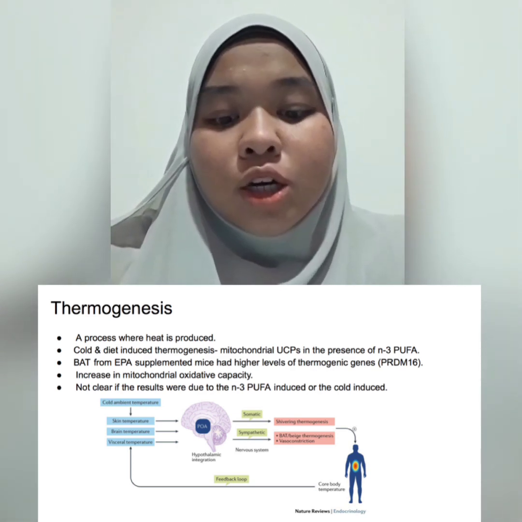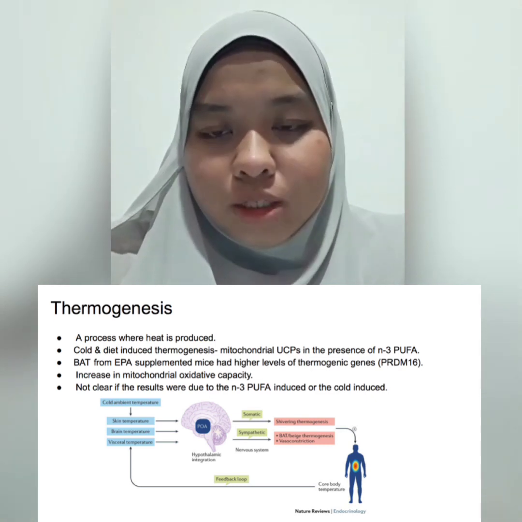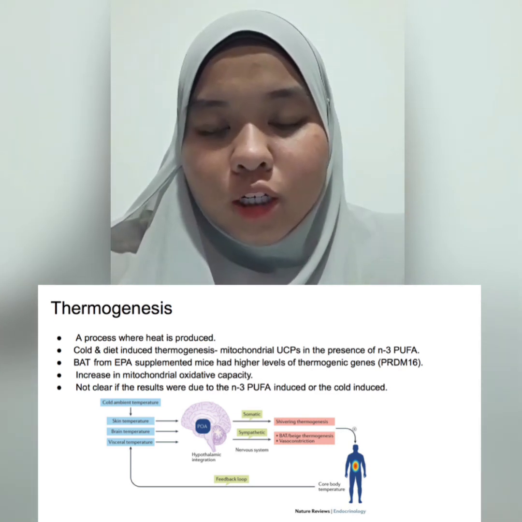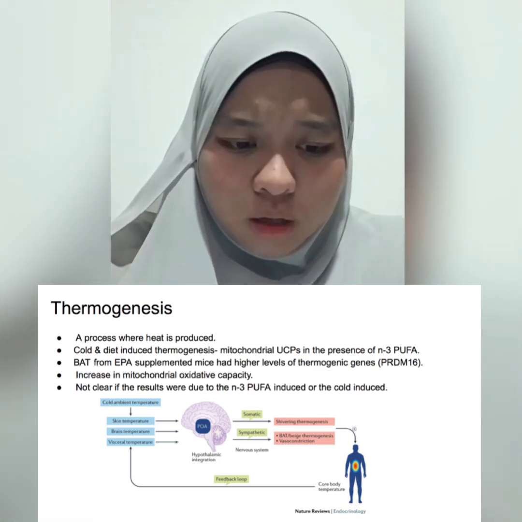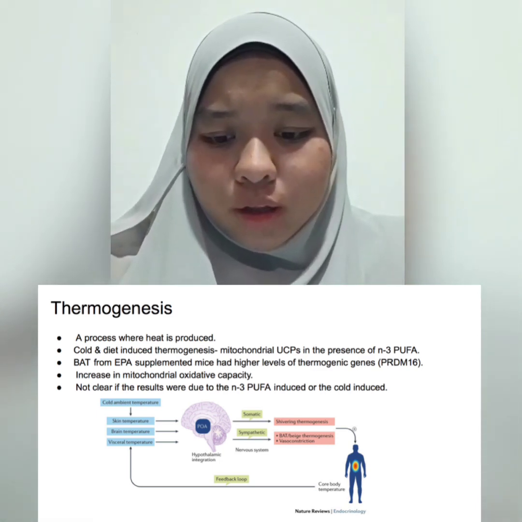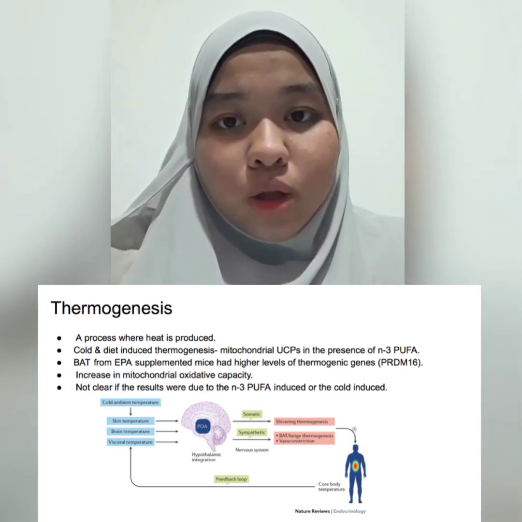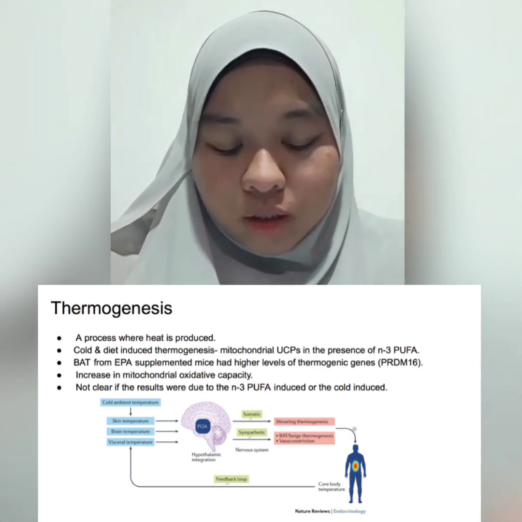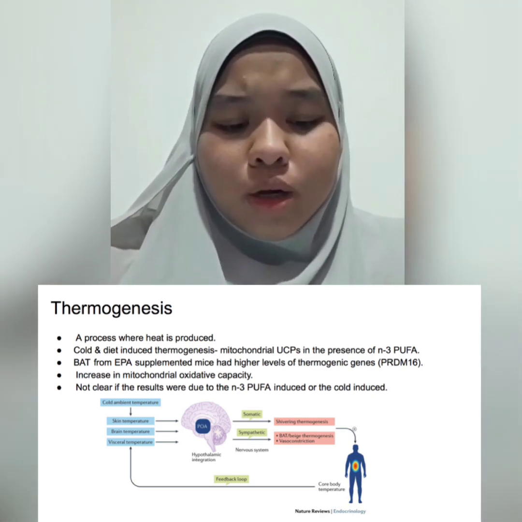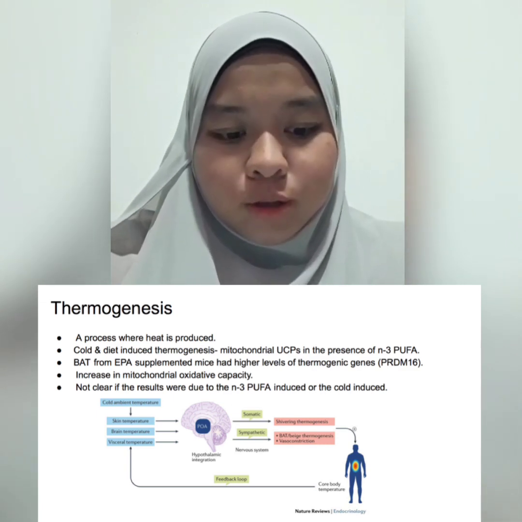Omega-3 PUFAs increased mitochondrial oxidative capacity in white adipose tissue, WAT, and skeletal muscles. Most studies were carried out at 20 degrees Celsius, which caused the results to be unclear whether the increase in mitochondrial oxidative capacity was caused by the N3 PUFA or the cold.